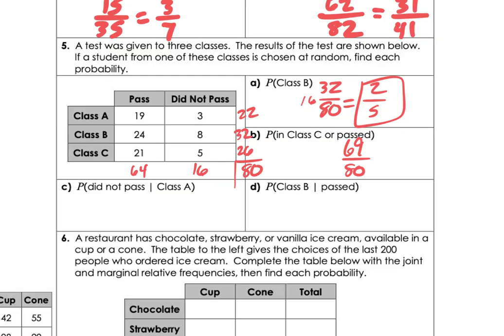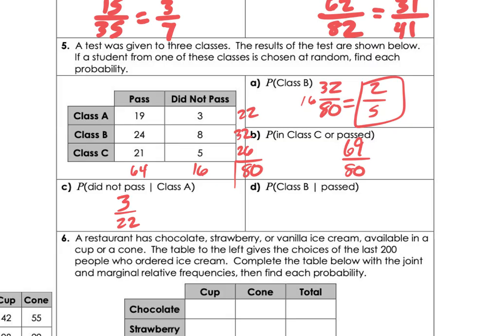Okay, now C and D, we're looking at a specific group, okay? And so what we always say is always do the big group first. So Class A, how many people were in Class A? 22. So 22 is now my bottom number. We're not looking at all 80 students. We're just looking at those 22 students. And out of those 22 students, how many did not pass? 3. That would be it. Okay. So once again, kind of like we said yesterday, we're going to limit our focus. We're kind of narrowing it down a little bit.